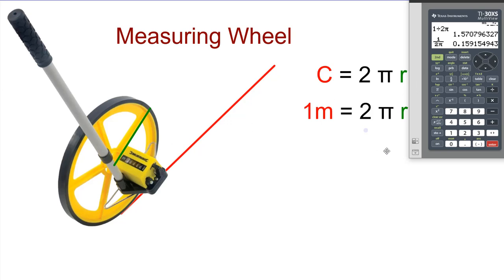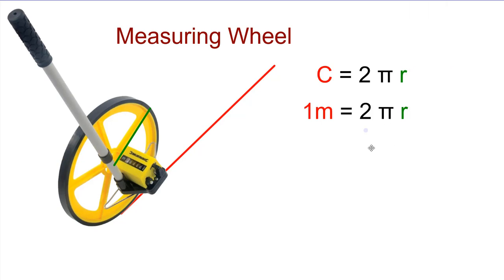So if we convert that to centimeters, because there are 100 centimeters in 1 meter, we just take that and multiply it by 100. That's what the centi part means. So it's going to be 15.9 centimeters for the radius. So if we want to make our own measuring wheel, we would just need to construct a wheel. You could do one out of cardboard or something like that, with a radius of 15.9 centimeters.